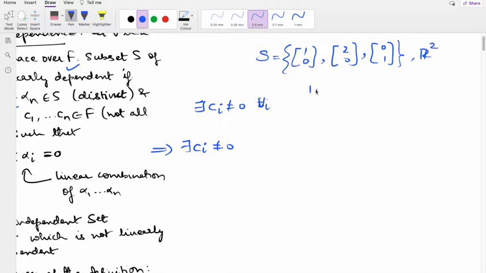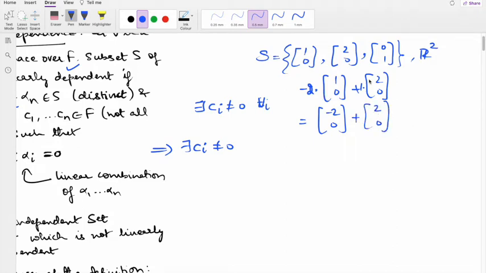I can take minus 2 times (1, 0) plus 1 times (2, 0). This will become (-2, 0) by the scalar multiplication operation, and (2, 0) by scalar multiplication as well. Now I do the vector addition here, which is (0, 0), the zero vector of this particular vector space, right? So I'm able to find scalars which are not all zero at once, and hence form the zero vector. Therefore I say that these two vectors (1, 0) and (2, 0) are linearly dependent, and therefore the set S becomes a linearly dependent set, right?